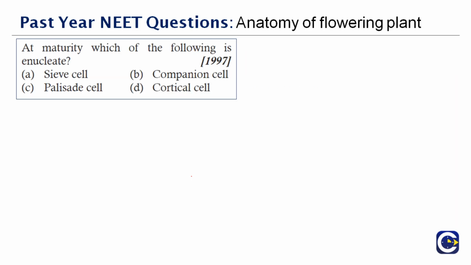Next question here. At maturity, which of the following is enucleate? This is again an easy question which we've already discussed. Yes, the right answer is sieve cell. These questions are a little repeated from part 1. They are related to it.